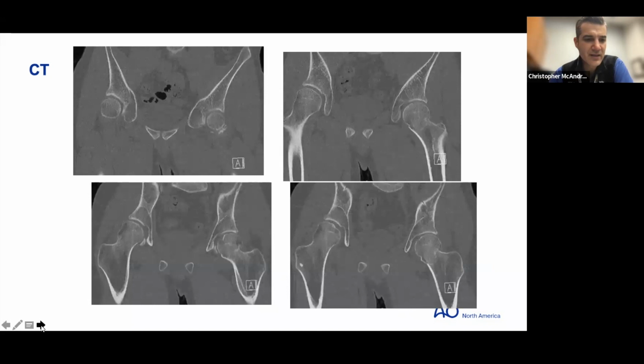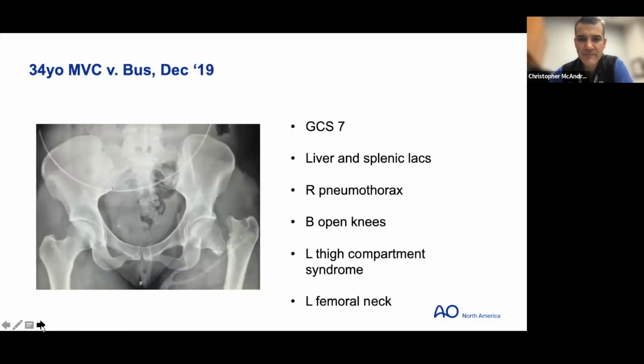Same patient, sorry, different looks in the coronal cuts of the CT. How about this one? Maybe a little different, a little more exciting. Jeff, what do you think?